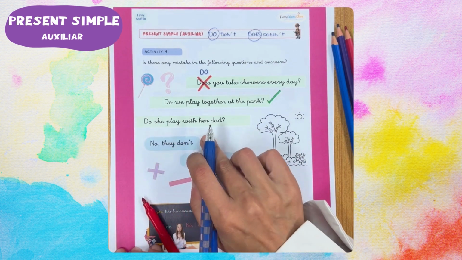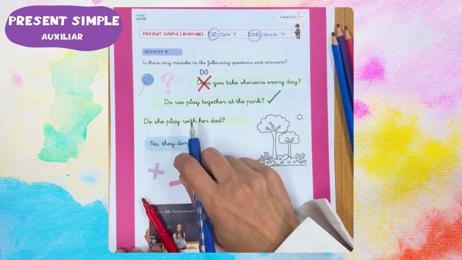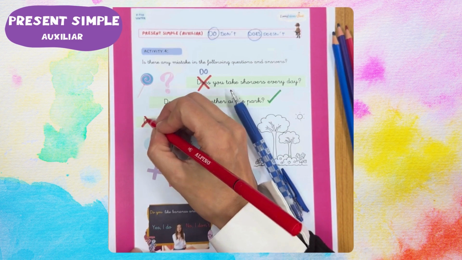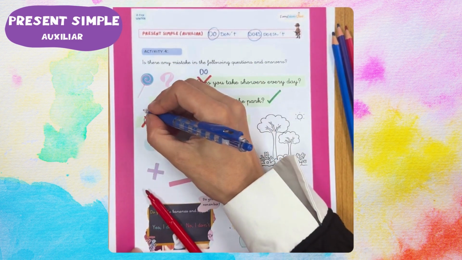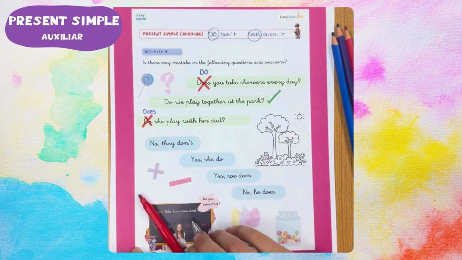Then let's go for the next one. Do she play with her dad? Do she or does she? Does she play with her dad? It's does. So I will cross out the auxiliary do and I will write, does she play with her dad?